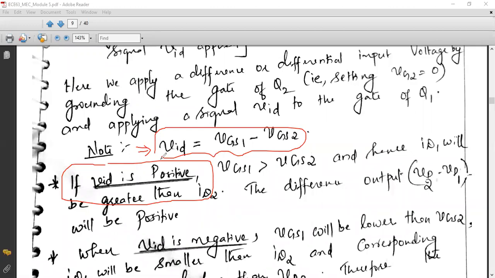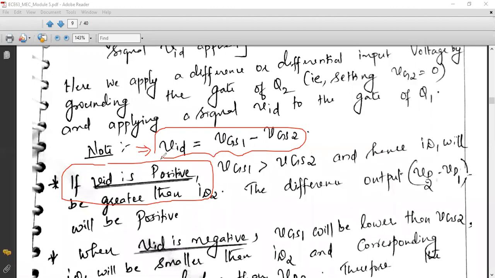Right? So when I'm maintaining a higher voltage at the gate of Q1 and the gate of Q2 is maintained at a lower value or negative value, then it is understood that the difference between the two gate voltages will be positive. That means VID will be positive.